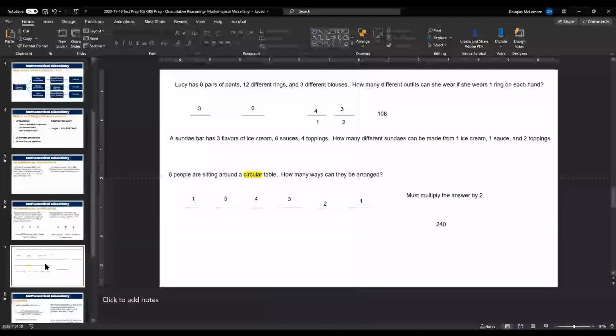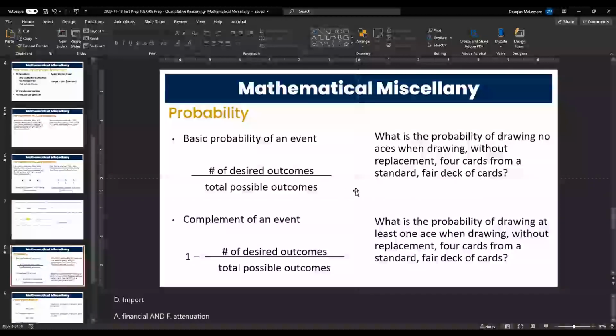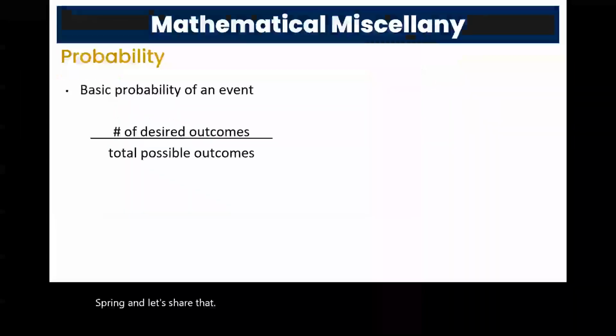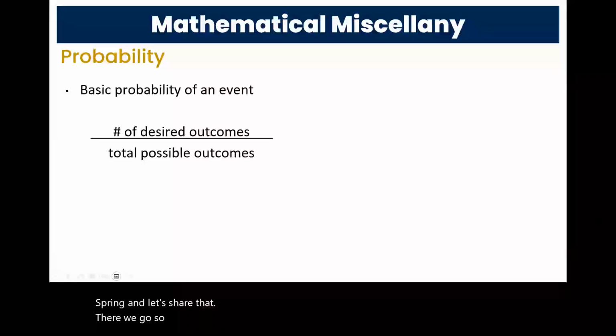All right, now let's transition out of there. Let's talk about probability. Probability is the number of desired outcomes that you're looking for divided by the total number of outcomes. Let me shift back to presentation mode here and share that. There we go. So probability of an event is the number of desired outcomes divided by the total possible outcomes.